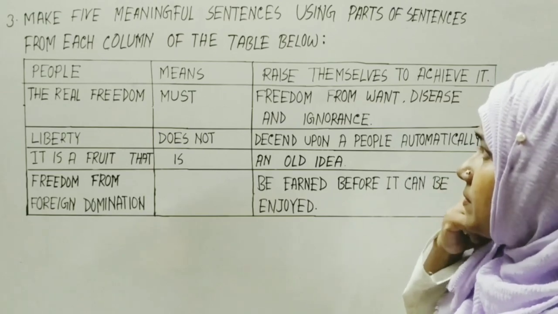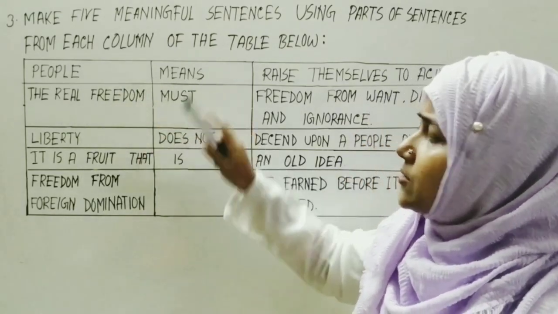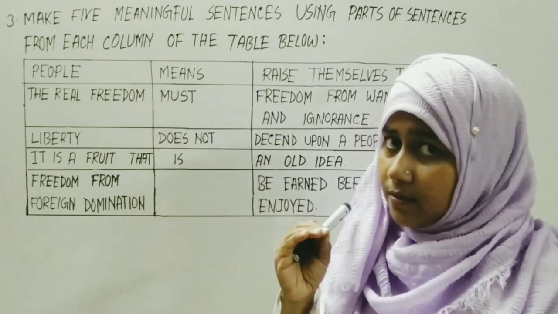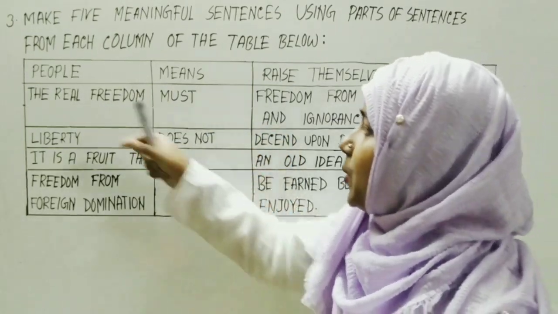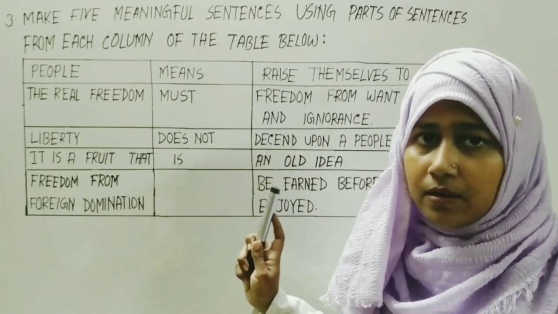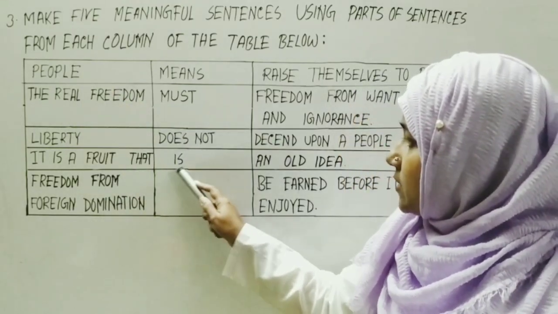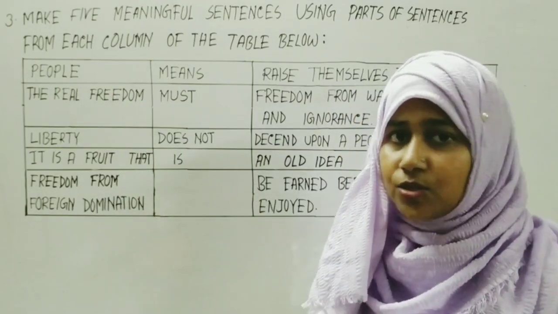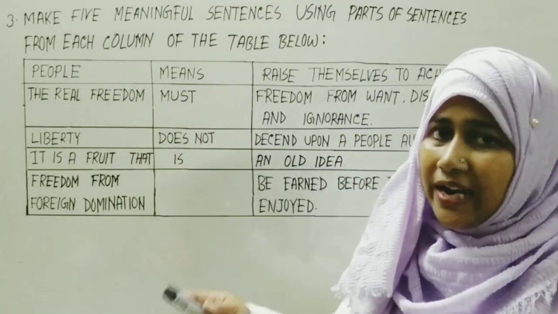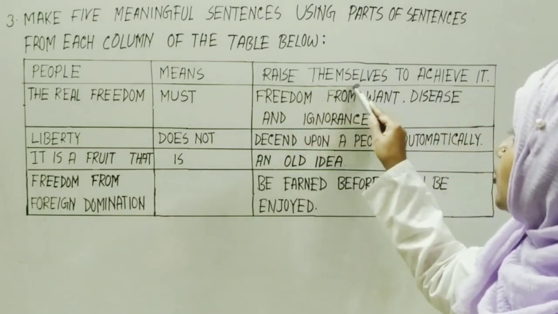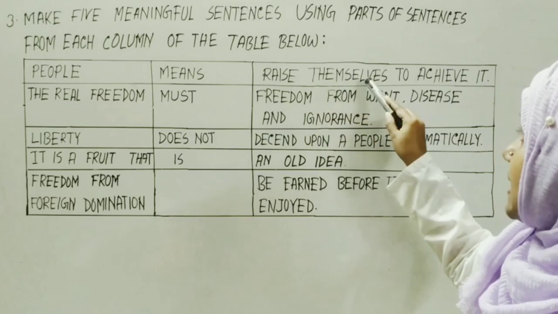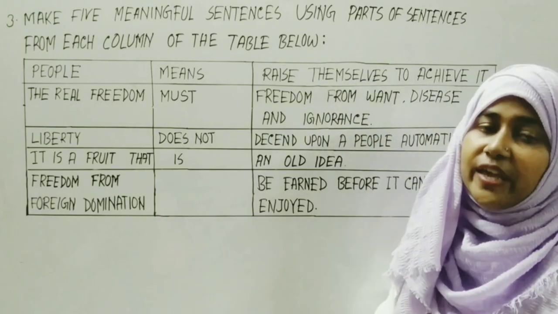So then people what? People must. Keep this option open. And then people does not. People plural form, so you cannot use does not here. People plural form, so you cannot use here is. So this is preferable to use must. People must. What? People plural form. So here is a touch of a plural form. That is, people must raise themselves to achieve it.